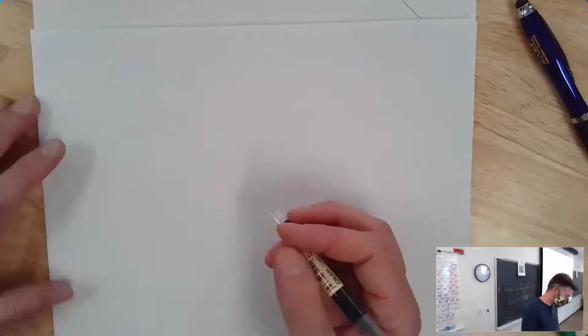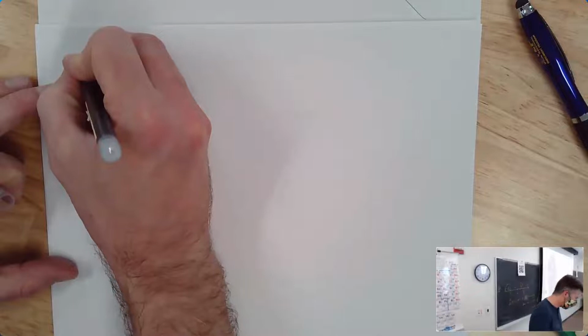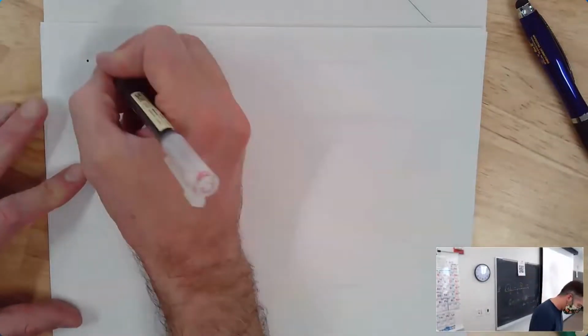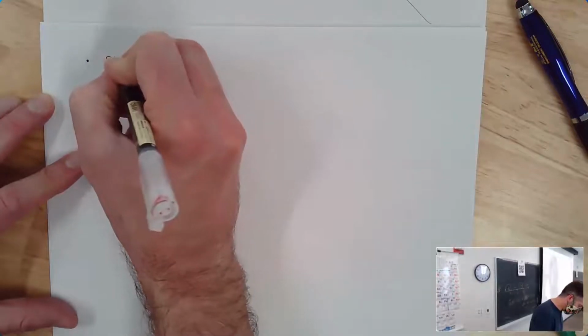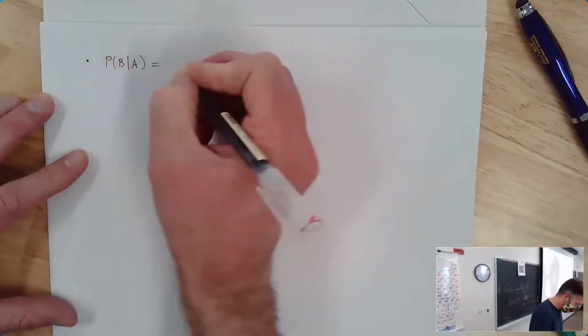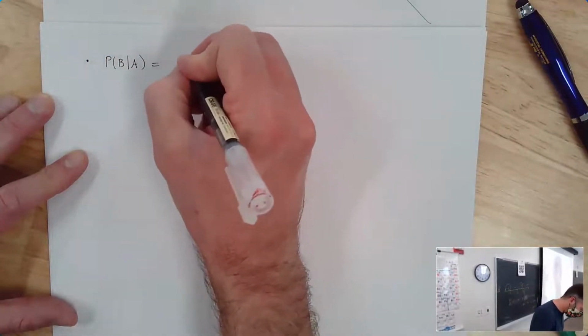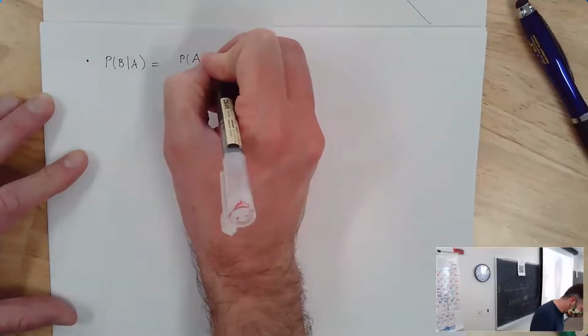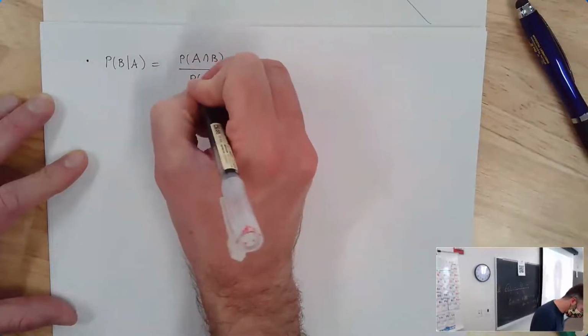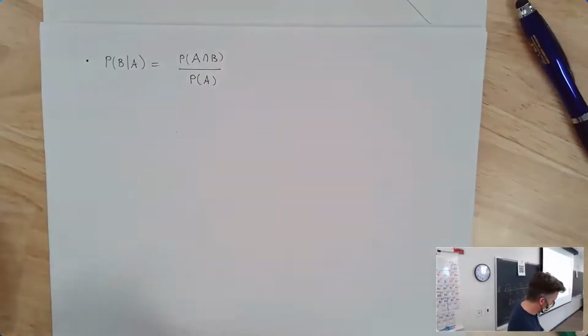This leads us to some formulas. There's probably 3 different ways people like to write these formulas. I'm going to show them all to you. So my preferred way of thinking about this is the following. I like to think about the probability of B given A as the probability of A intersect B divided by the probability of A. But there are lots of other ways to write it.